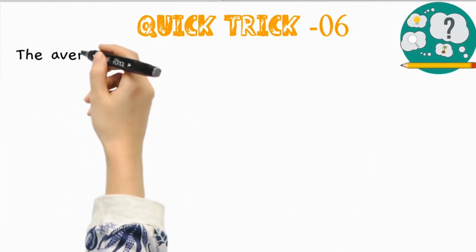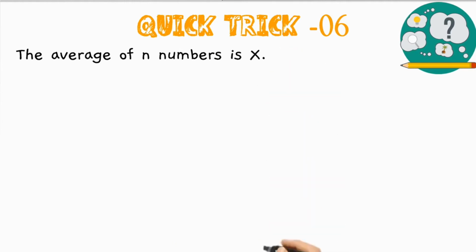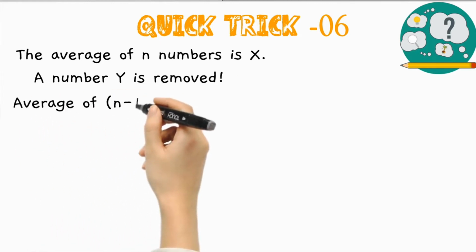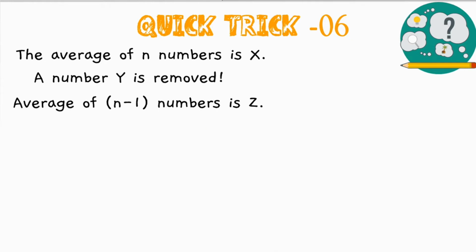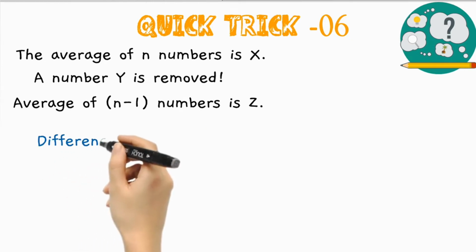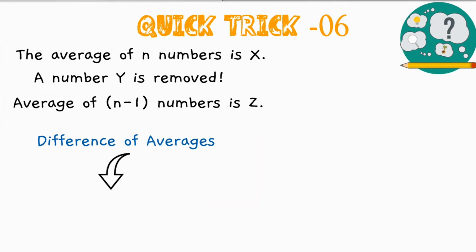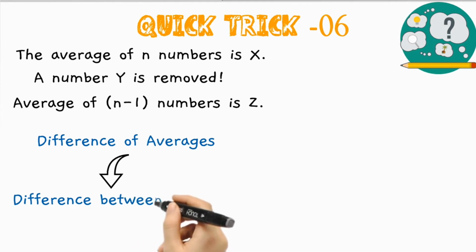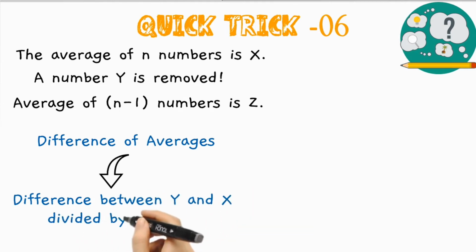Next, quick trick 6. Consider a finite set of n numbers whose average is x. An existing number y is removed from this group. Then the remaining numbers will be n minus 1, and the new average of these n minus 1 numbers is taken as z. Here also, just like in our previous trick, the difference of averages, z minus x or x minus z, is equal to the difference between y and x divided by n minus 1.